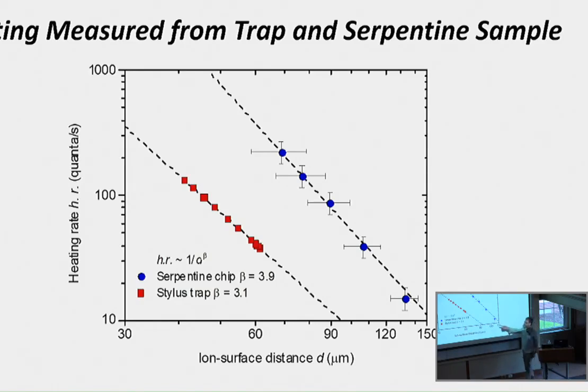And notice that it's not d to the 4, it's d to the 3.1, and that was probably because of the geometry of the trap not being planar. And by the way, this does come out being d to the 4, which makes sense because that sample was a planar geometry. Just saying.